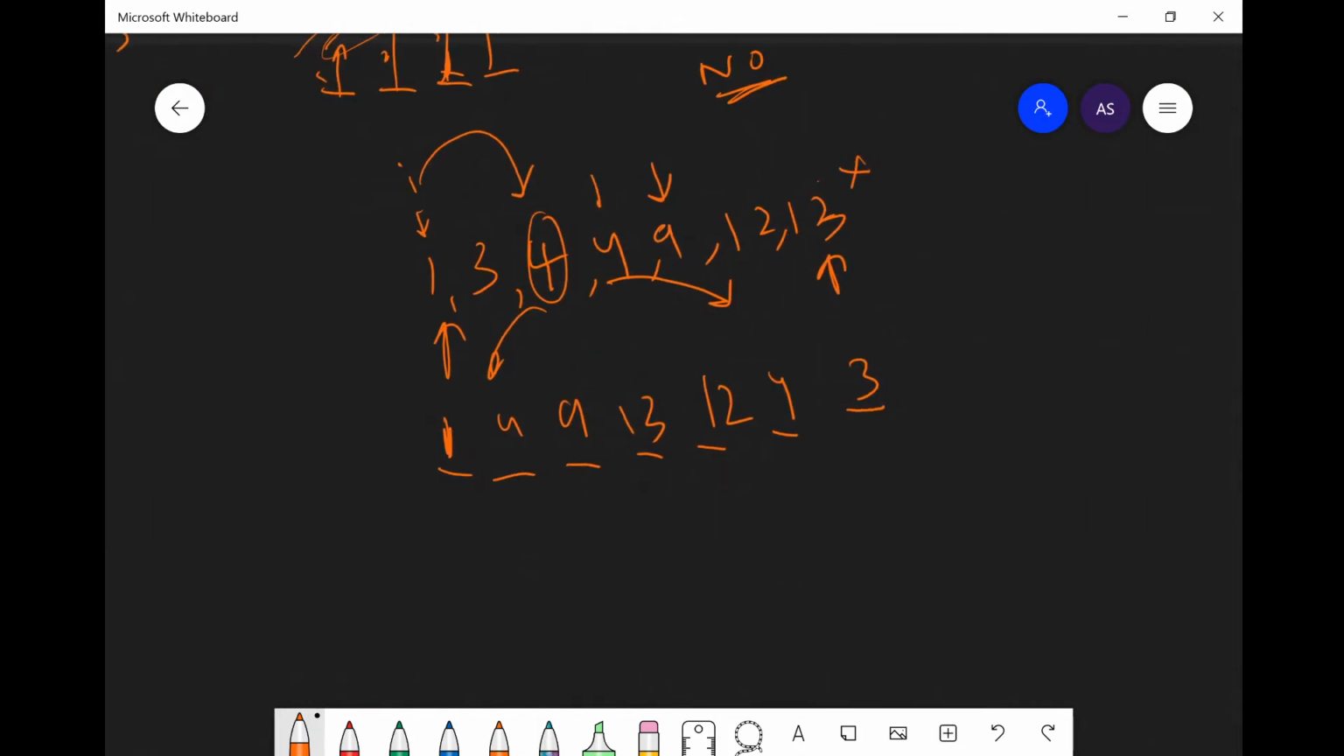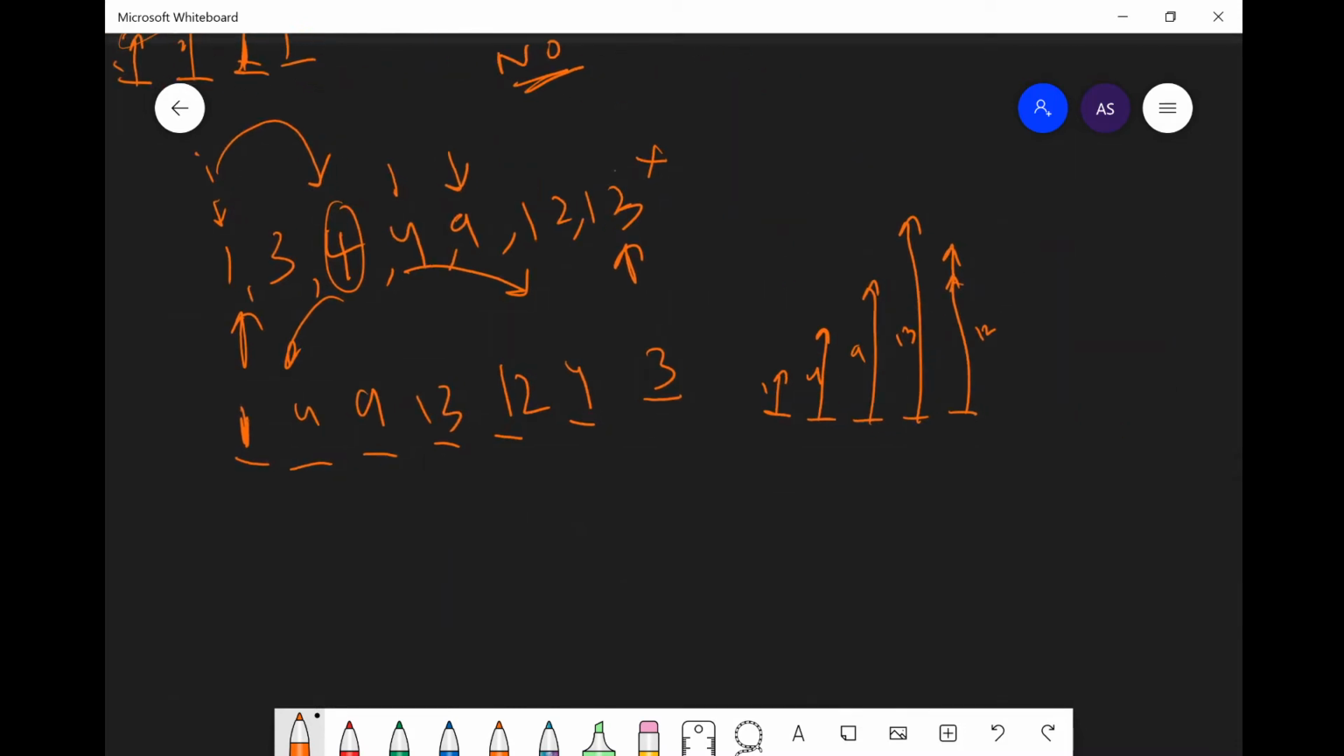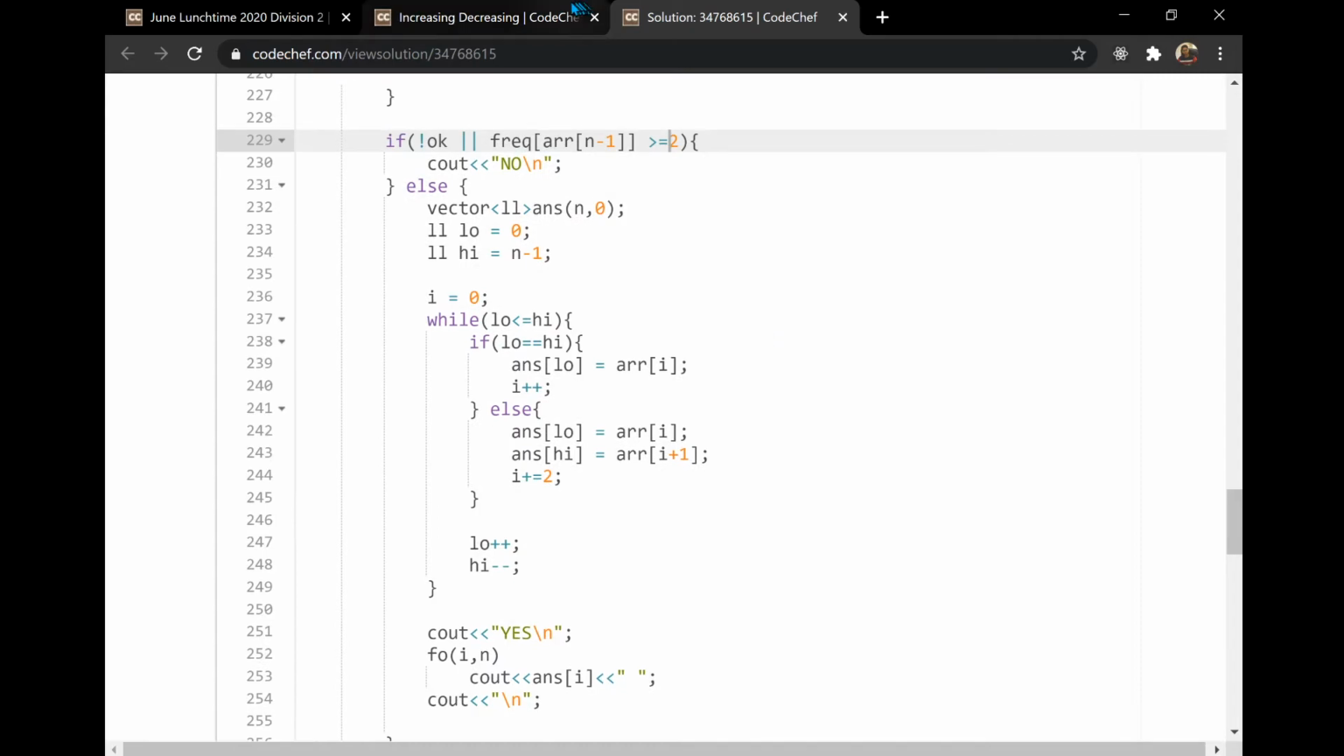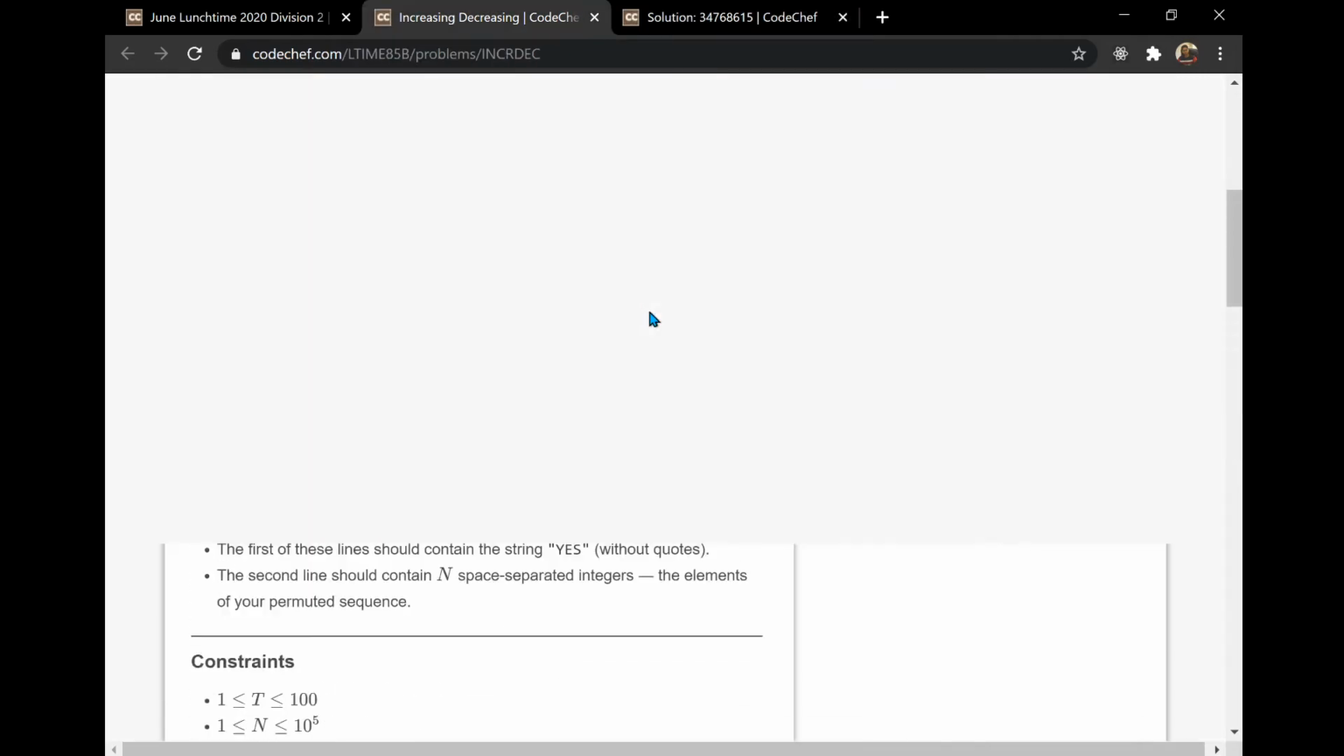If we see in the graph form, it is 1 here, 4 here, 9 here, 13 here, and 12 here. 12 would be greater than 9, and 4 here, and 3 here. So we are getting the desired structure. So this was the code, and I hope I was able to explain the problem clearly.